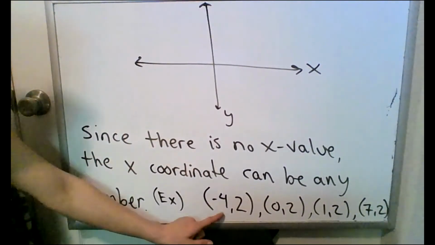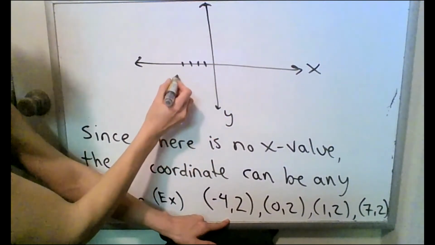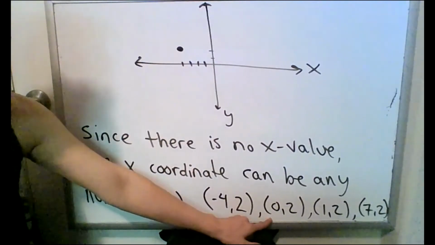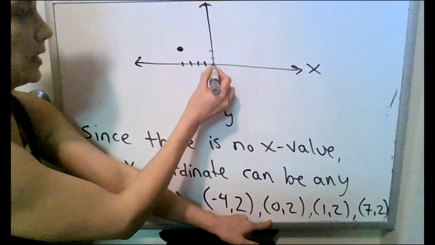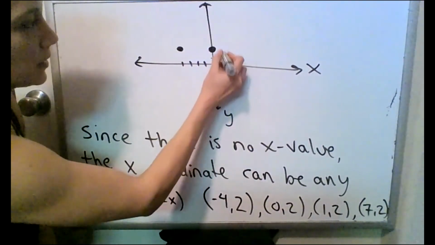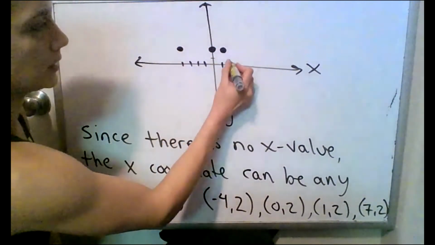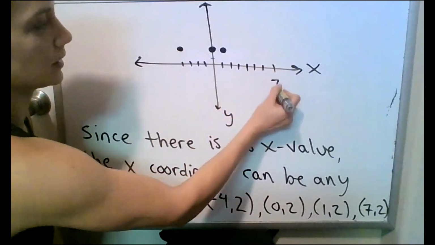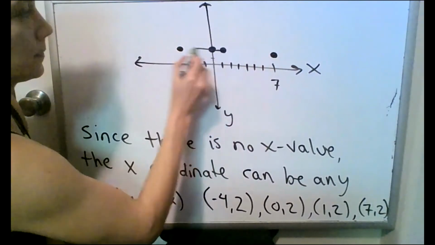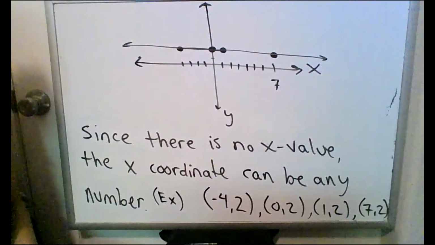Okay, so let's go here. -4, 2: -4 for x, and up 2 for y. I could use 0, 2: 0 for x, up 2 for y. 1, 2: over 1, up 2. I can have 7, 2: 1, 2, 3, 4, 7, up 2. There's my horizontal line.